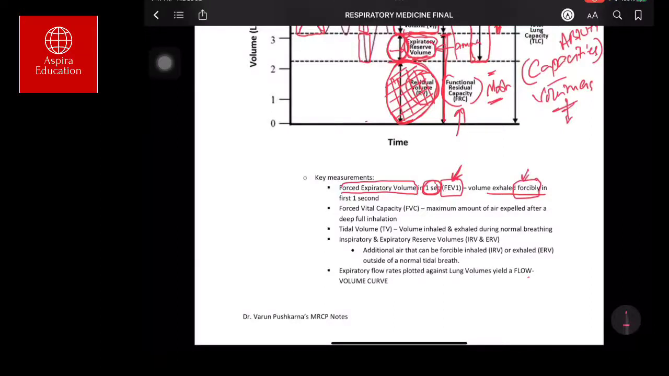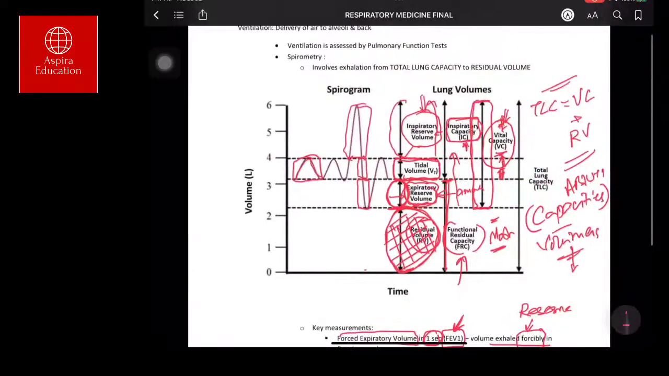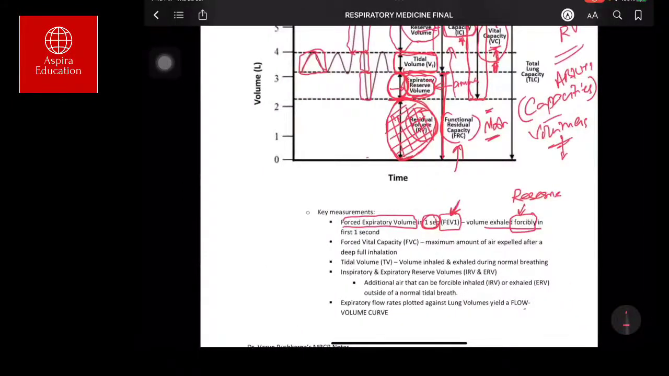Now, wherever forcibly comes, this becomes reserve. If you just look at it, inspiratory reserve volume and expiratory reserve volume. Whatever you are forcing out of your system is taking away all the reserve of the lung. So, whatever you force out in 1 second is called FEV1.